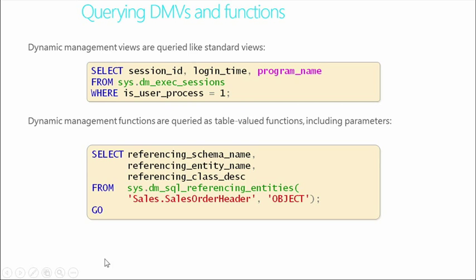We can query DMVs and functions. Here's a dynamic management view we're looking at: select session ID, login time, and program name, and we're going to retrieve that from sys.dm_exec_sessions. And I can specify with a where clause what I want to do with that. Same with the dynamic management functions when they're queried as table-valued functions. We can do a select statement on that, specify what type of view I want to reference, and a specific object. In this case, we're looking for the sales order header object to retrieve information about it.